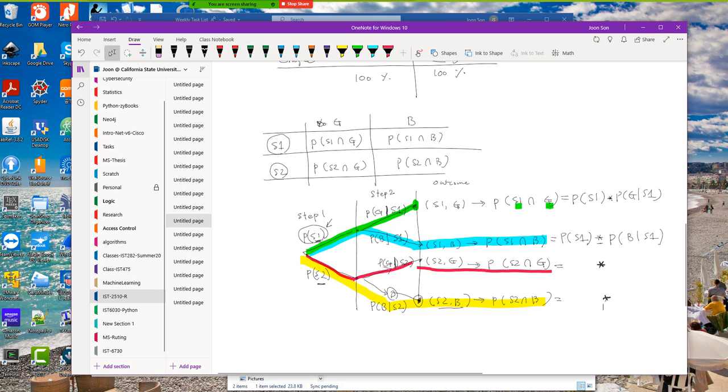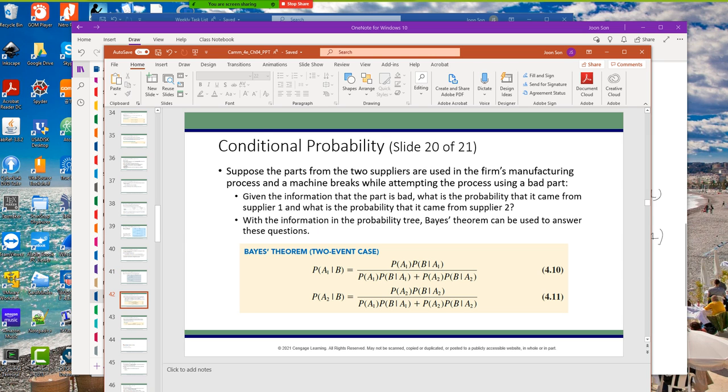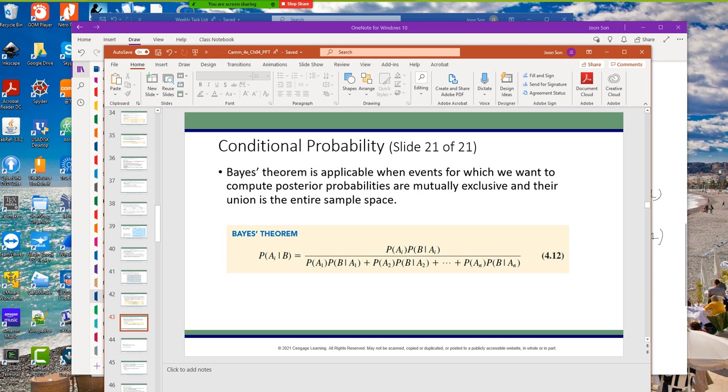So this is what this tree diagram really means. Okay, so you should understand this tree diagram. And now from this we can come up with Bayes theorem, right? But I'm not going to talk about Bayes theorem in the class. It takes a lot of time.